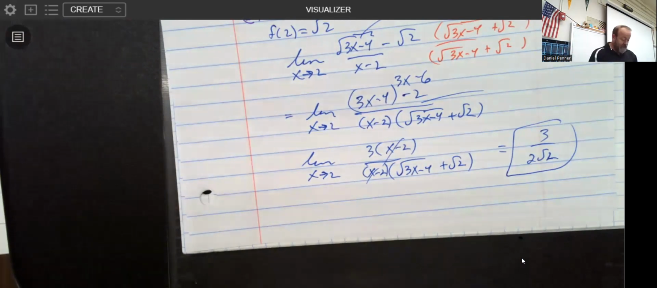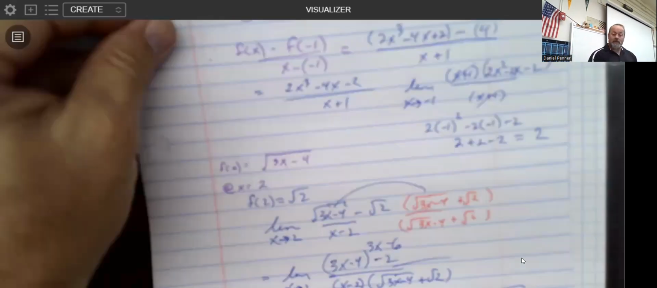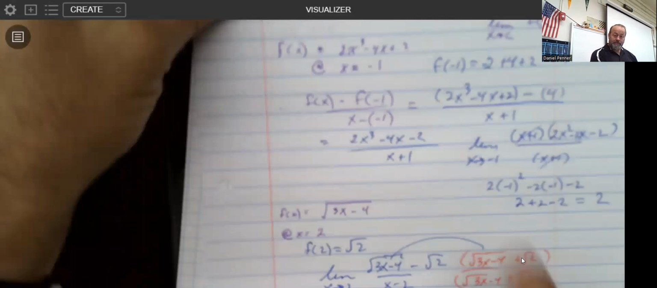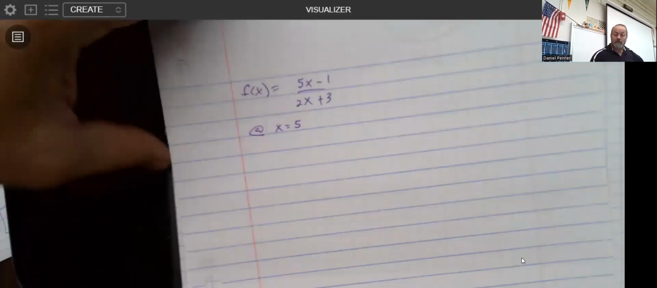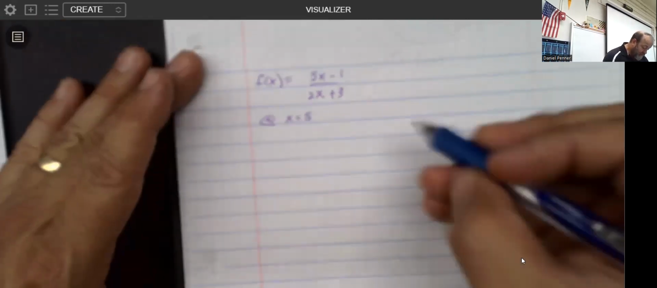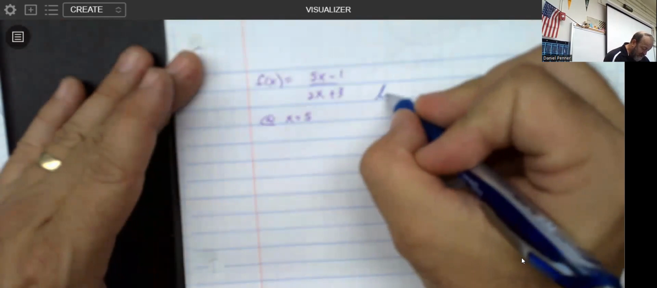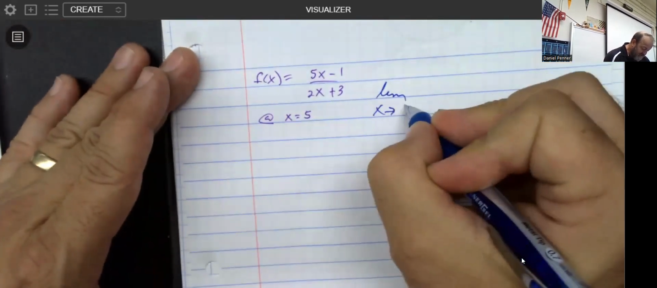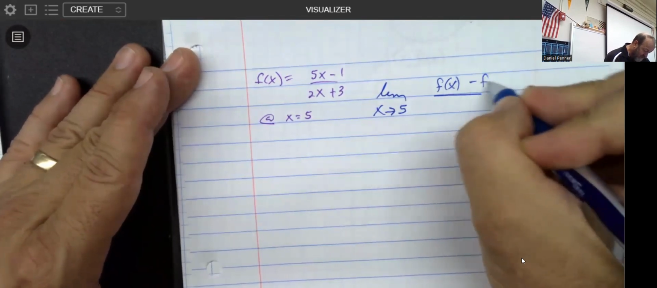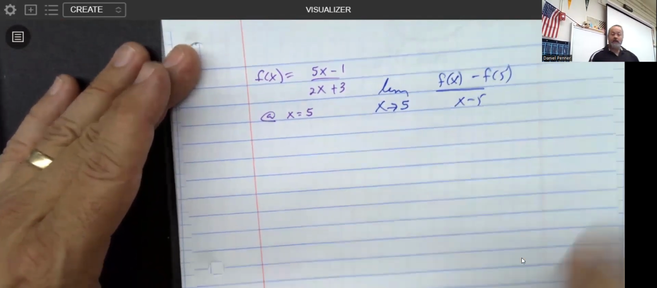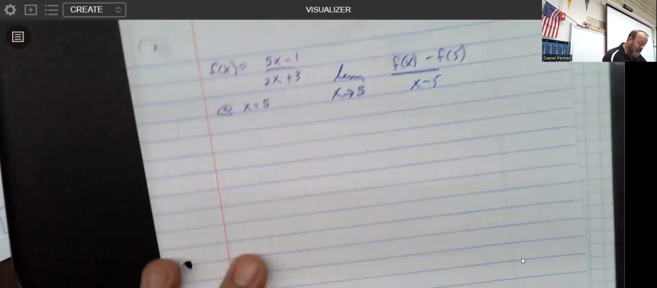I'm done. Okay? Now, the last one that I was going to look at is I wanted to do a polynomial, I wanted to do a radical, and then I also wanted to do a rational. And so again, we'll take a look at the limit as x goes to c, which in this case is 5. I'm going to do f of x minus f of 5 over x minus 5. Again, just doing the nice, easy way.